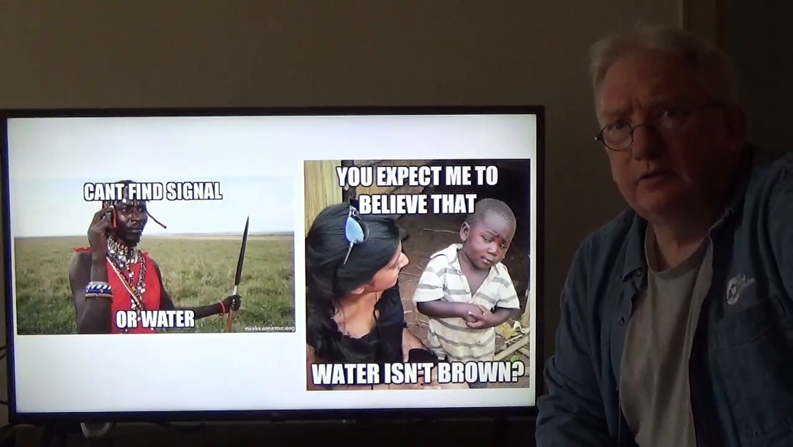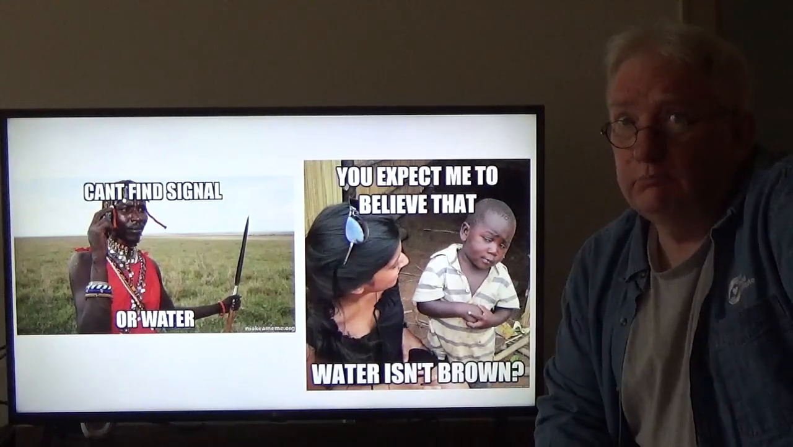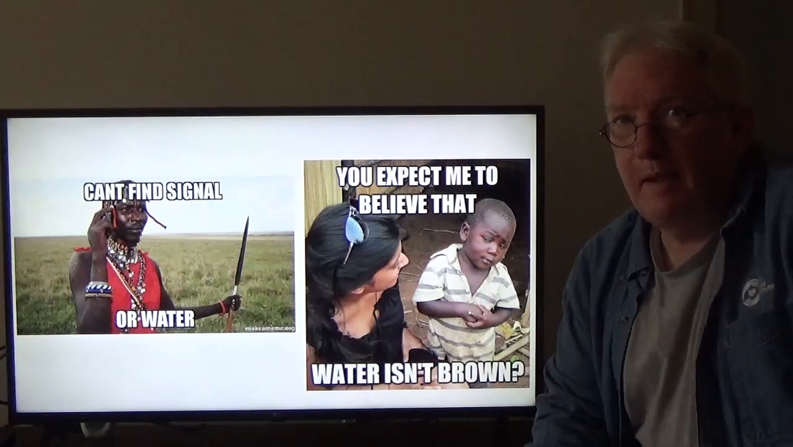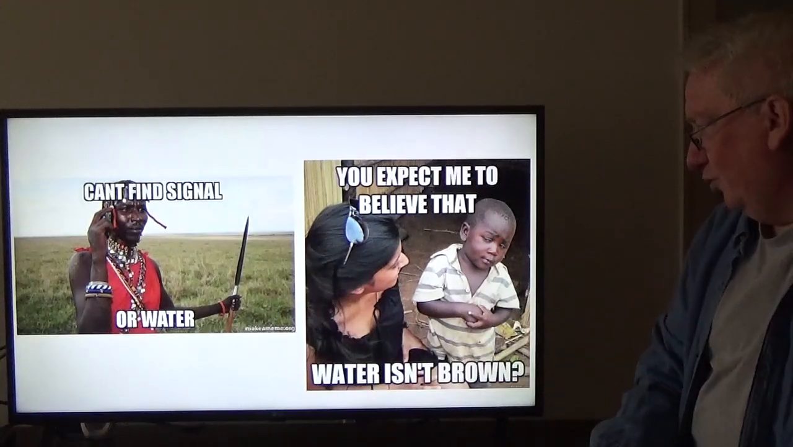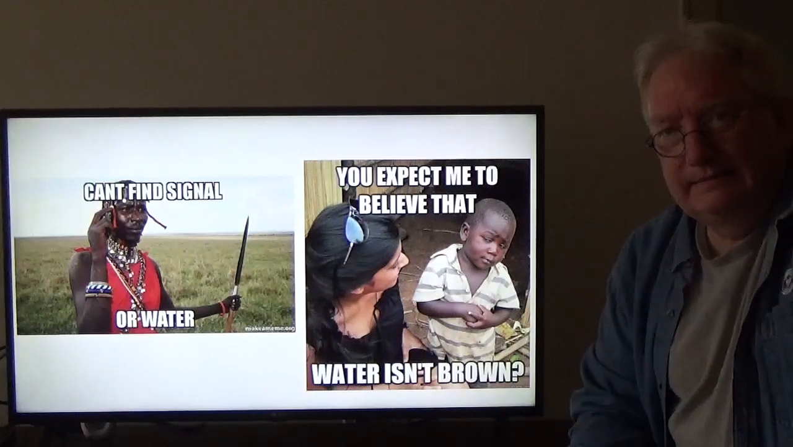Can't find signal or water. Maslow's triangle. You expect me to believe that water isn't brown?